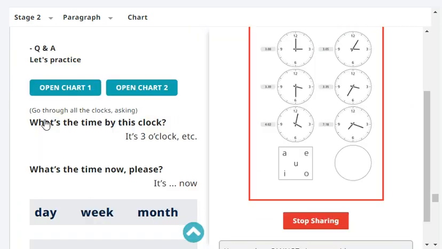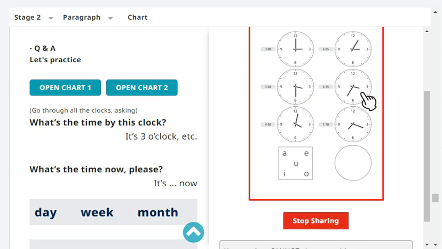Okay, next. What's the time by this clock? It's 3 o'clock. What's the time by this clock? It's five past 3. Very good. What's the time by this clock? It's half past 3. Very good. What's the time by this clock? It's 35 past 3.